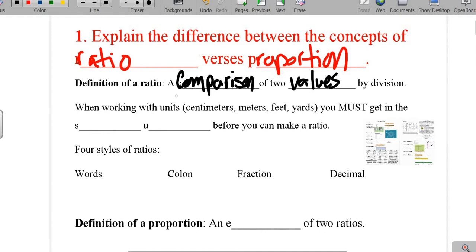When you're working with units and ratios, especially centimeters, meters, feet, yards, you must get in the same unit before you can make a ratio. Please take a moment and find the units conversion page near the beginning of your reference booklet. You're going to need that for this lesson and all the lessons in this unit.